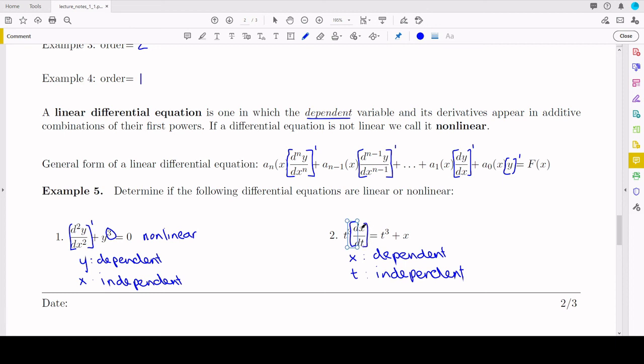So we see that the derivative of x shows up to the first power and x itself shows up to the first power. Now we have a t cubed here and a t cubed there, but t is the independent variable. So that's perfectly fine. That is basically the function of the independent variable here. That could be any kind of function. So this is an example of a linear differential equation.